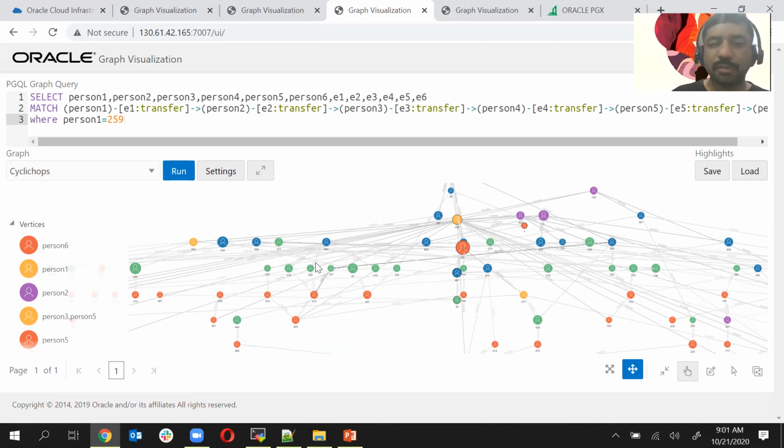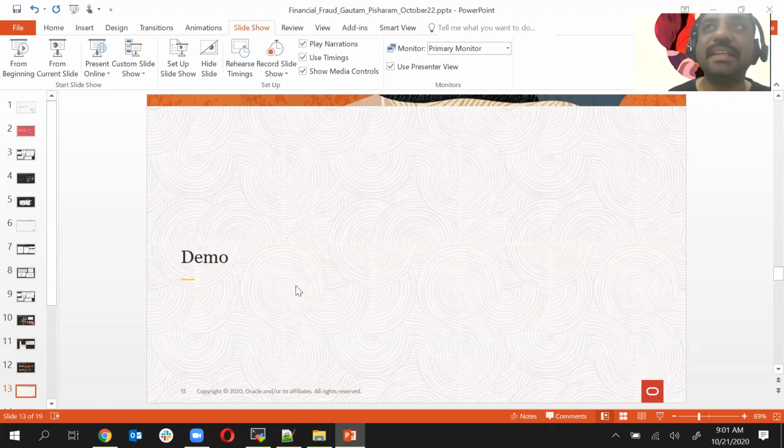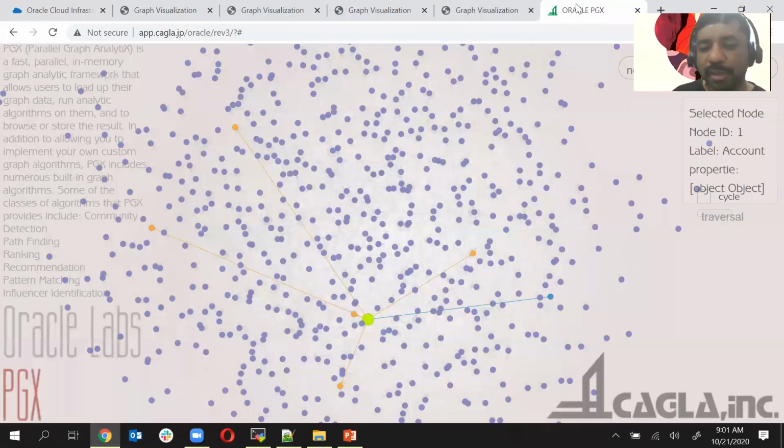Now that we have looked at a few of the queries to manage the PGQL using the built-in visualization, let's look at how you can actually visualize the same graph by leveraging JavaScript in a custom web application. So what we are looking at here is a web application created by our partner Kaggle based in Japan. It's a very similar concept, and it's trying to connect to the in-memory graph that was loaded into the in-memory.